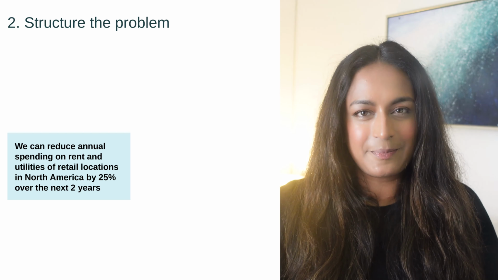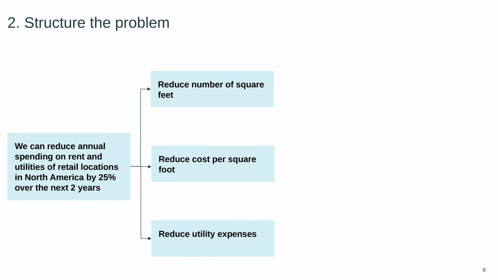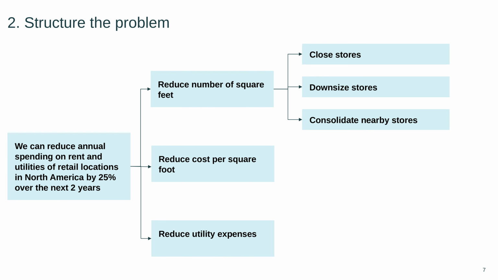To reduce property spending, we can reduce the number of square feet of the entire store footprint, we can reduce the price we pay per square foot, and we can reduce utility expenses like electricity, gas, and water. To reduce the number of square feet, we can close unprofitable stores, downsize large stores, and consolidate stores that are close together. With consolidation, we save space by closing one store and increasing the size of a nearby store, but to a lesser extent than the store we closed down.